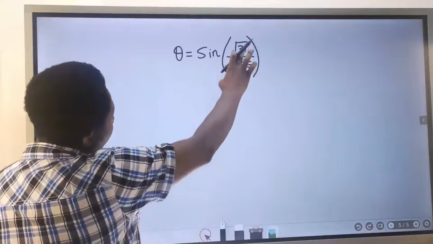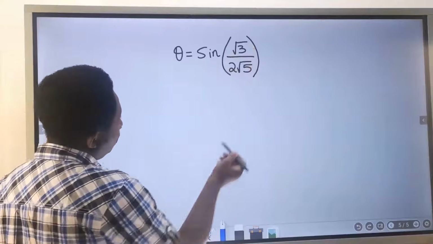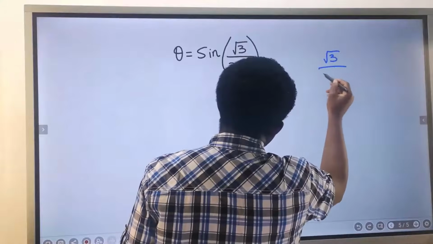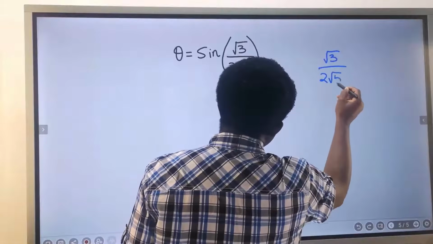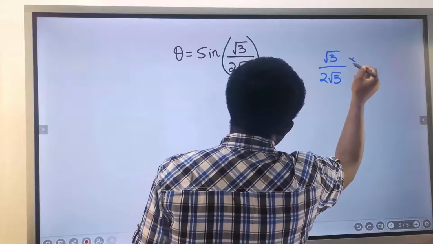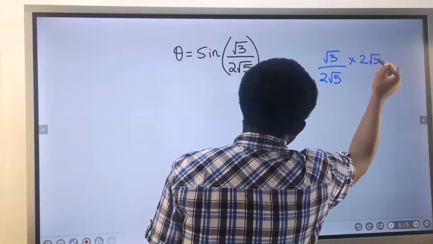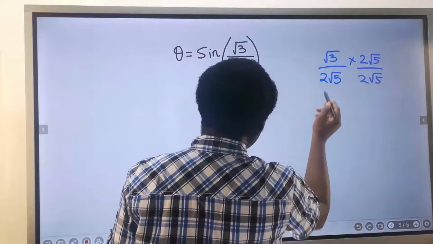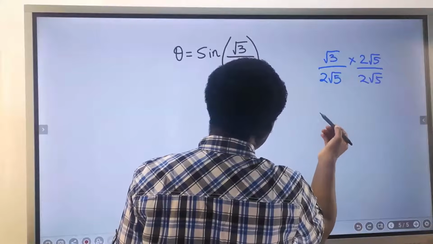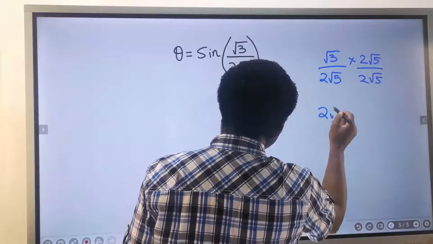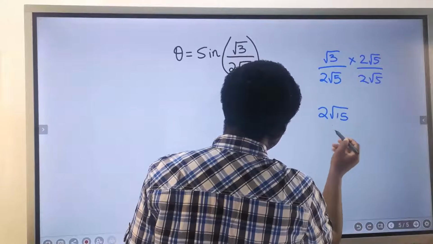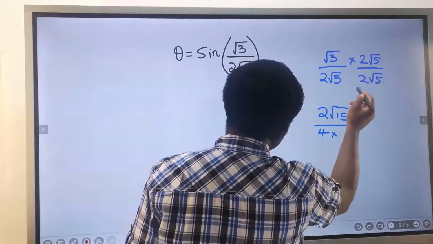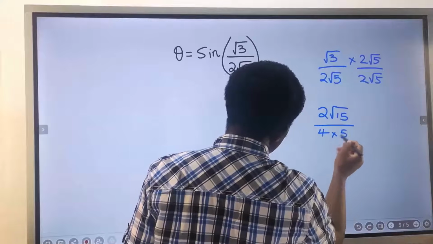If you decide to rationalize this so that you have the square root of 3 divided by 2 multiplied by the square root of 5, times 2√5 divided by 2√5. This times this will give you 2√15 divided by, this times this is 4 and this times this will give you 5.